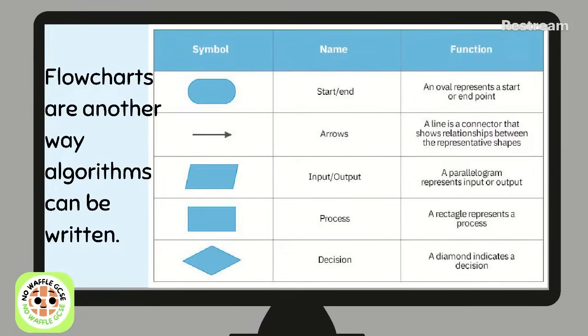Flowcharts are another way that algorithms can be written, and you should be aware of the different shapes, the different meanings, and when you should use them. So you always have an elongated circle for your start and your end, or an oval, but it's not quite an oval. Then you have arrows, obviously, connecting each shape to the next shape.